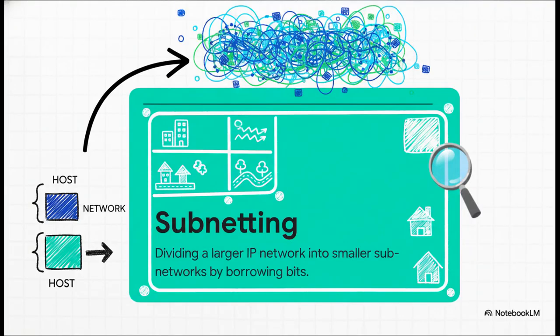Just like a physical house needs a zip code and a street address to receive mail, network devices require unique logical identifiers. We call these IP addresses. But as networks grow, managing thousands of these addresses in one giant pool becomes completely chaotic. So the solution? Subnetting. Basically, subnetting is the process of dividing a huge IP network into smaller logical subnetworks. Think of it exactly like a city planner taking a massive, sprawling metropolis and dividing it up into specific, manageable zip codes. We do this mathematically by literally borrowing bits from the host portion of the IP address and assigning them to the network portion.